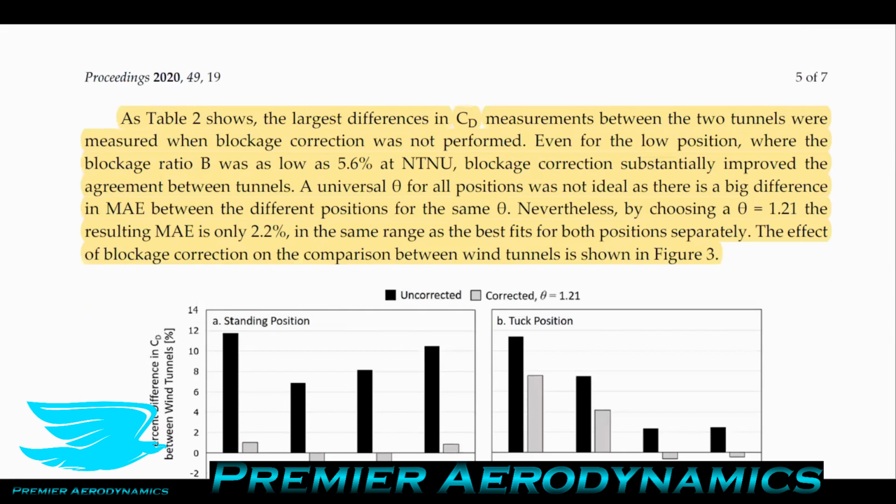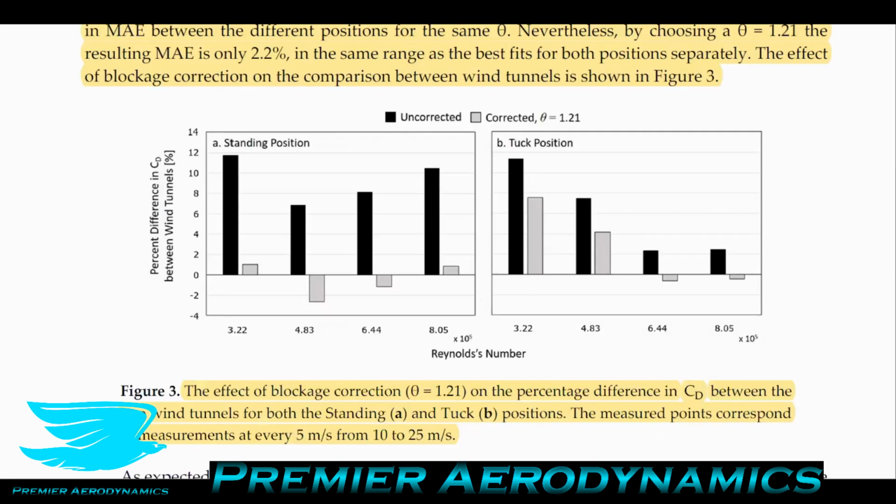And then they said that in Table 2, the largest differences in the drag coefficient measurements between the two wind tunnels were measured when the blockage corrections were not performed. So that means any blockage correction factor that was applied benefited the results. And overall, by choosing a theta, so the correction factor, of 1.21, the resulting error was only 2.2% overall, and that was the best case that they found.